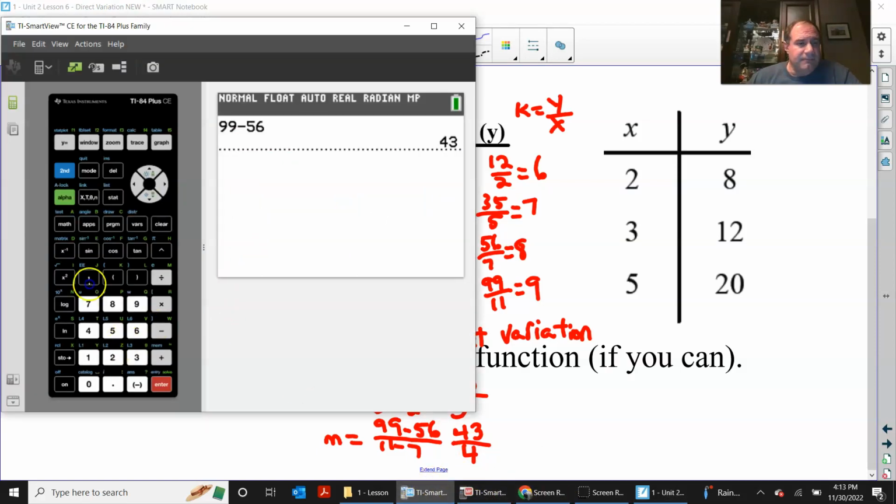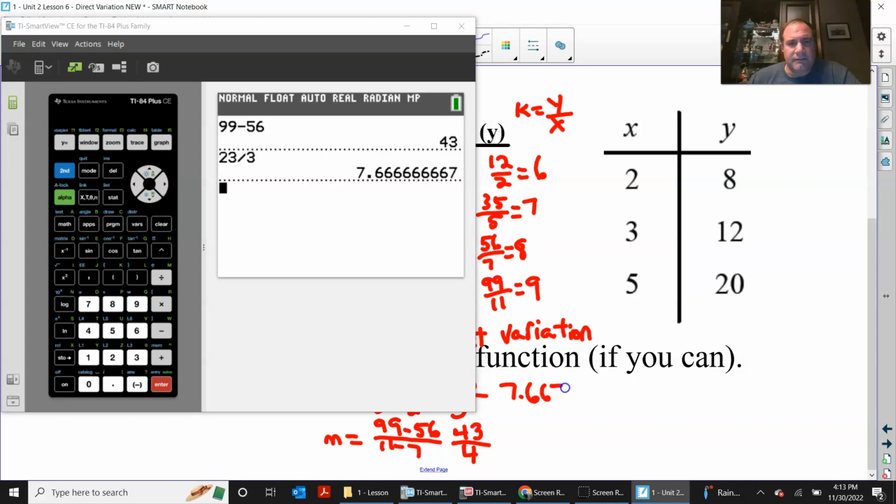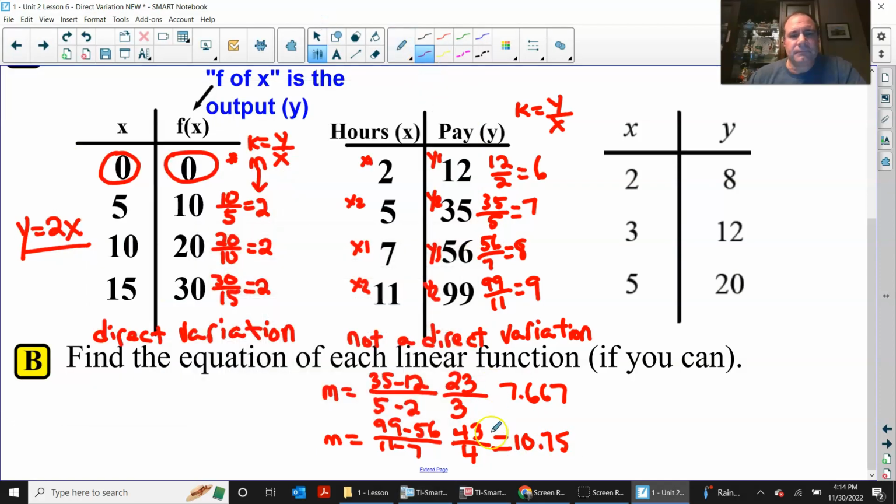23 divided by 3 is 7.667. And then 43 divided by 4 is 10.75. It's not negative. It's an equal sign. These are not the same, so you can't get an equation. You can't get the equation. Find the equation if you can. If you can, you can't.